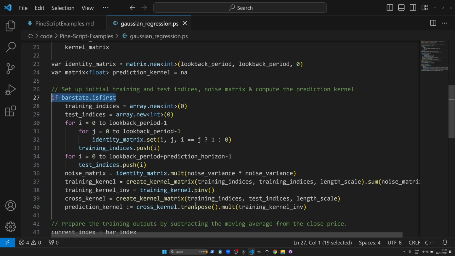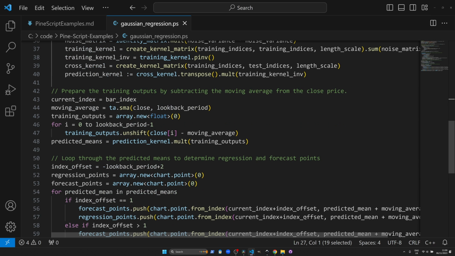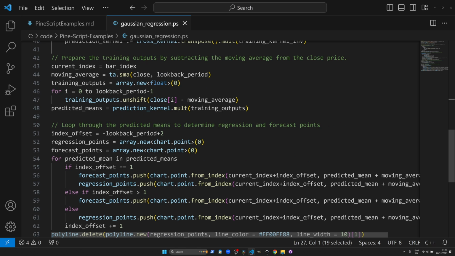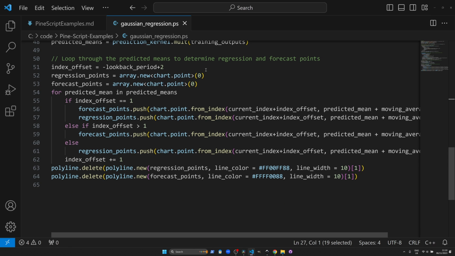Here we have barstate.isfirst to create some logic for the first iteration. The script organizes training and test indices, assembles an identity matrix weighted by the noise variance, and formulates a prediction kernel, which essentially links past data to future forecasts. The script goes on to process the data, smoothing out the closing price with the moving average and fine-tuning the training outcomes by comparing them to actual closing prices. For the prediction phase, we combine the prediction kernel with the training results to project the expected future price trend. Finally, we plot this data.